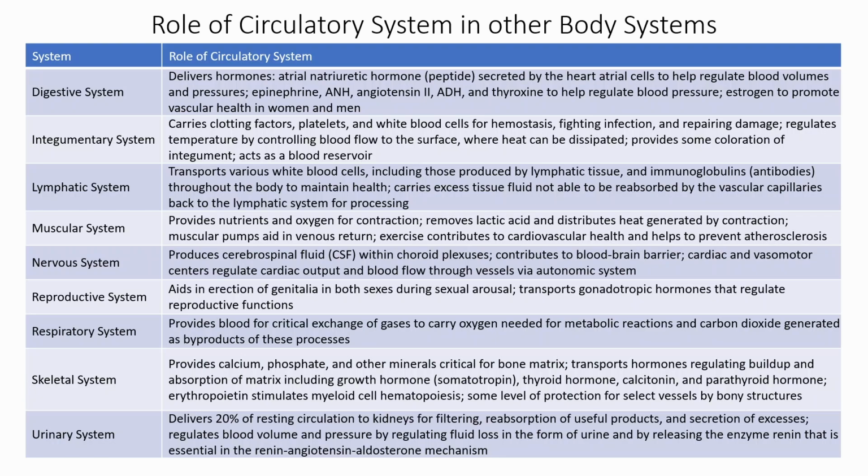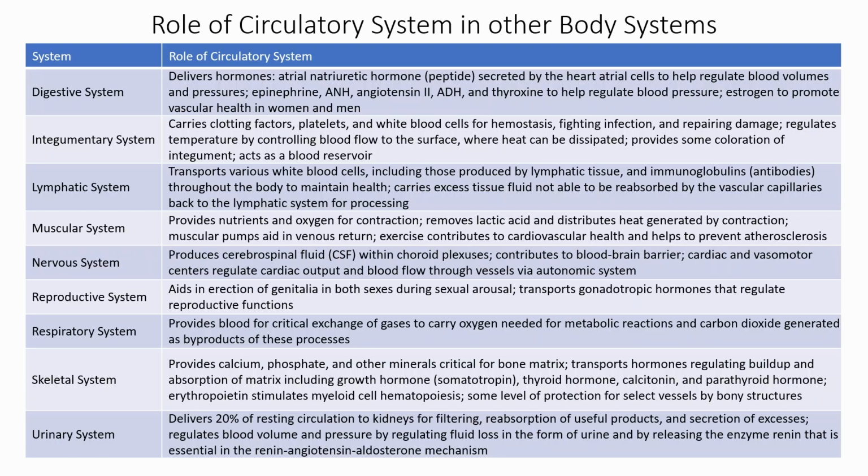With the lymphatic system, it's going to transport white blood cells around. These can then make their way to the lymphatic system. The lymphatic system also dumps fluid back into the cardiovascular system. With the muscular system, it's going to provide nutrients and oxygen for contraction and remove all the waste products like lactic acid and the heat that's generated by muscles contracting. With the nervous system, it's going to be used to help produce the cerebrospinal fluid. It's also going to contribute to the blood-brain barrier, right? And then of course all of the things that are required for the brain, the oxygen and all that will be coming there as well.